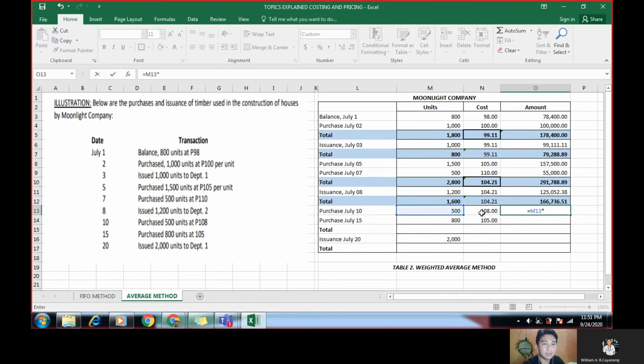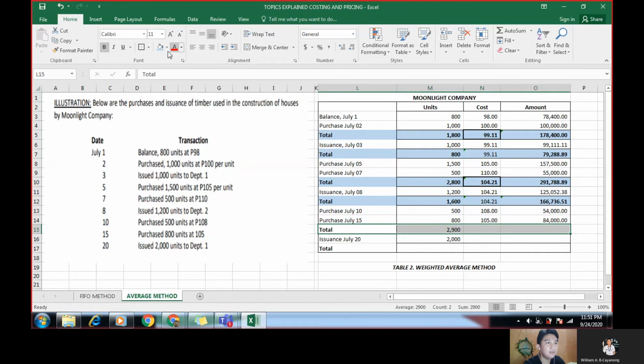Okay. So, ayan, total natin yung amount. 500 times 108. I-drag na lang natin. So, same lang yung formula. Okay. So, total natin. Ito yung balance natin, right? 1,600 plus 500 na purchases, nadagdagan na naman siya ng 800. Therefore, ang total natin na inventory as of this time or as of this date is 2,900 units.